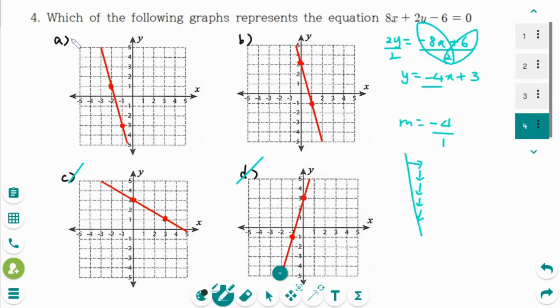And A is not the answer because the y-intercept is not 3. Therefore, the answer is B. If you had solved the problem looking at the y-intercept first, you would have erased A first.